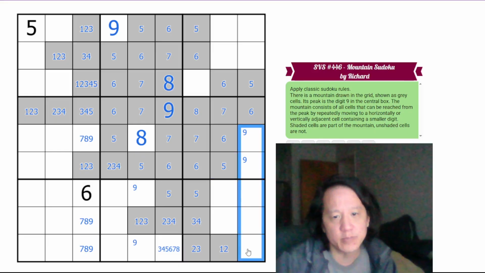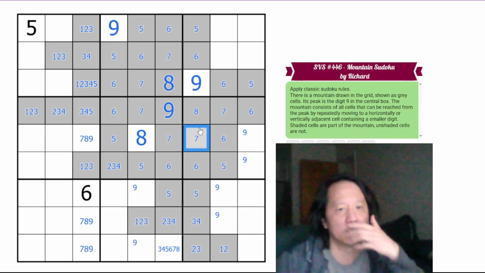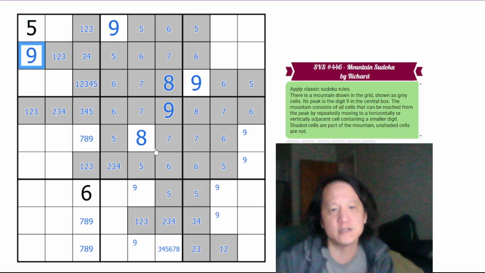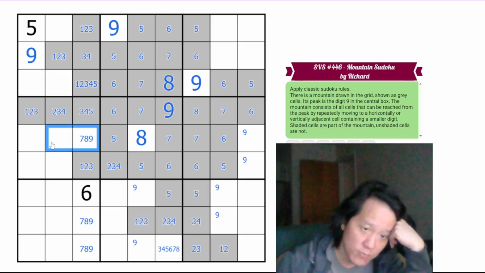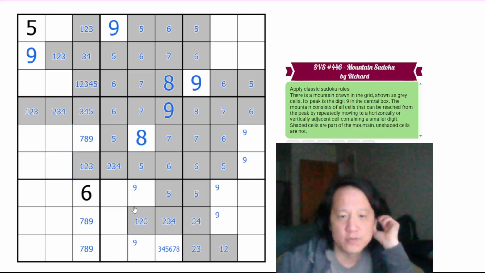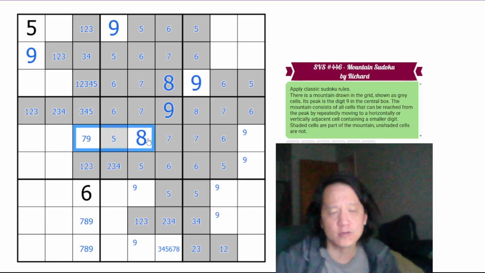So 9 cannot be here. Where's 9 in box 9? It has to be there, which means 9 cannot be here or here. Where's the 9 in column 7? It has to be there. So 9 cannot be here. 9 can't be here in box 1. 9 has to be there. 9's one of those two. This can't be 8 anymore because of the 8 in the row.